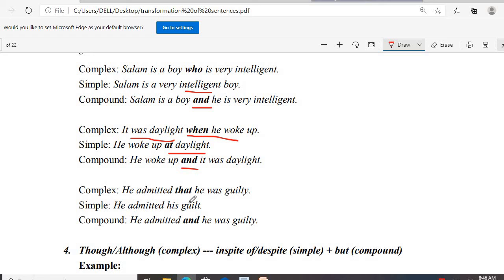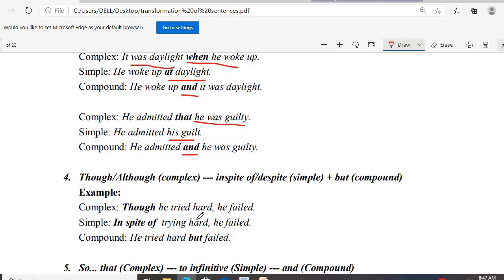Again, you say he admitted that he was guilty. He was guilty, this clause has been reduced to a phrase, his guilt. This is clause and this is phrase, and using and, this sentence has been transformed into compound sentence.